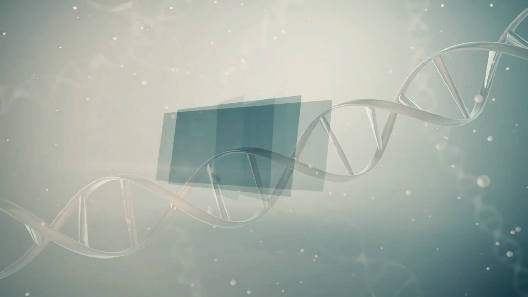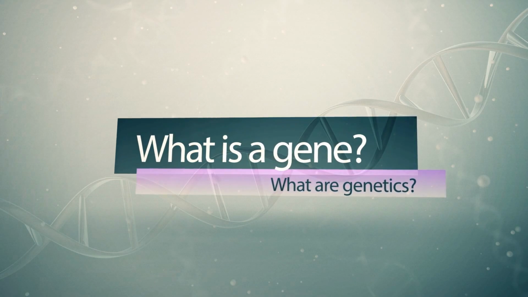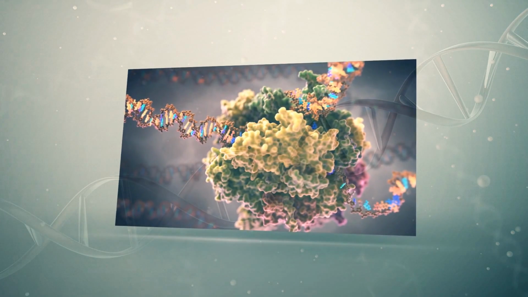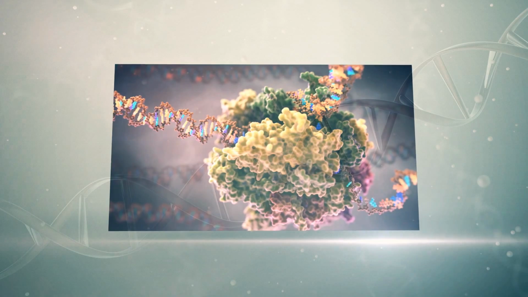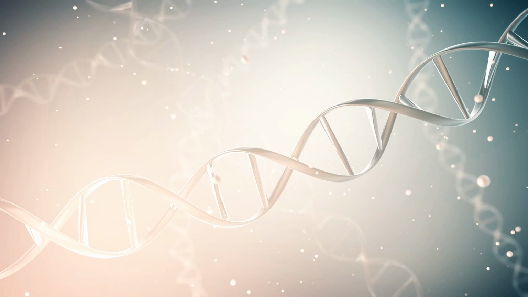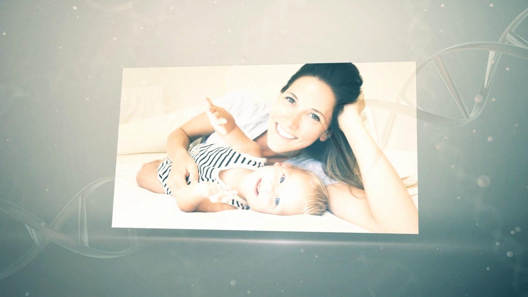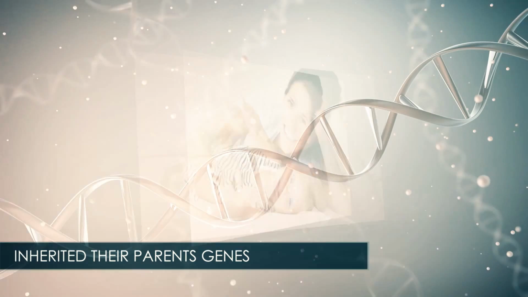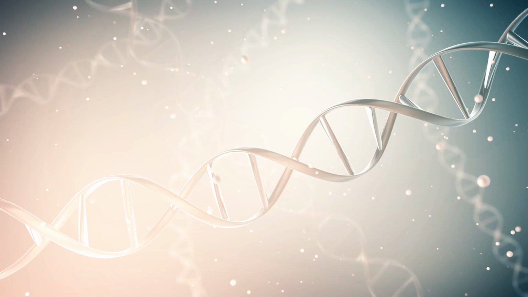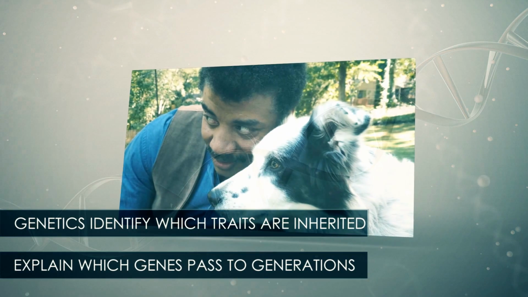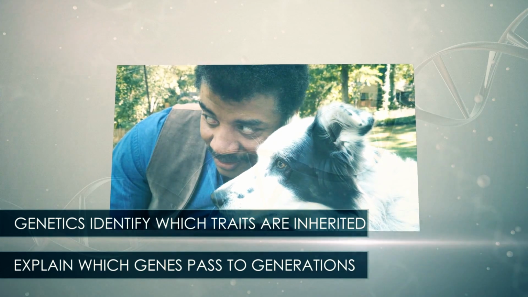For starters, what exactly is a gene? Genes are units inside a cell that control how living organisms inherit features from their ancestors. For example, children usually look like their parents because they inherited their parents' genes. Genetics tries to identify which features are inherited and explain how these features pass from generation to generation.